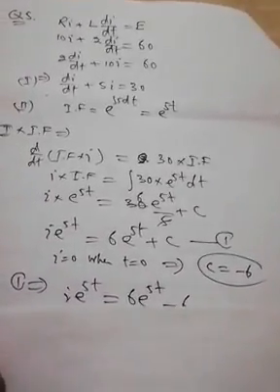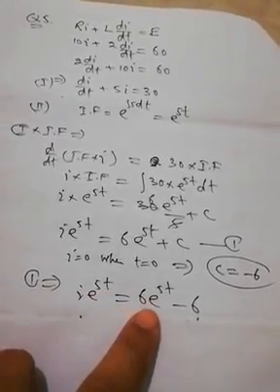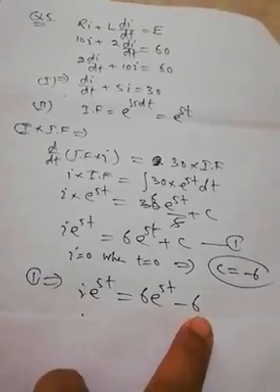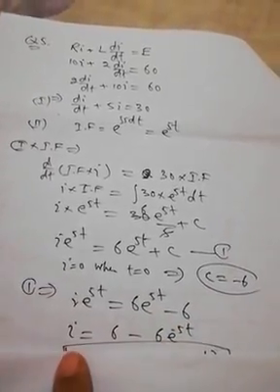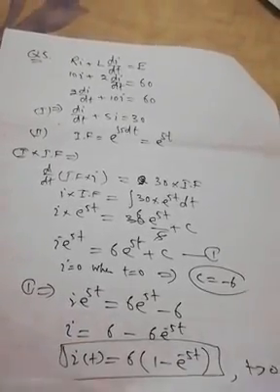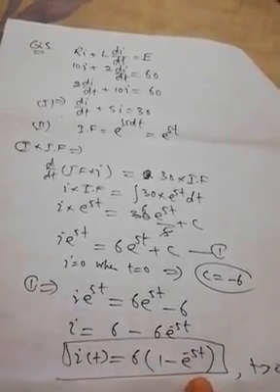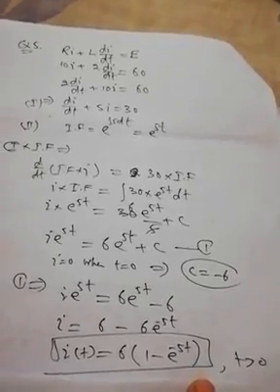Now I e raised to the power 5t equals 6 e raised to the power 5t minus 6. And from this we get the value of the current I, which is 6 times (1 minus e raised to the power minus 5t) for t greater than 0.